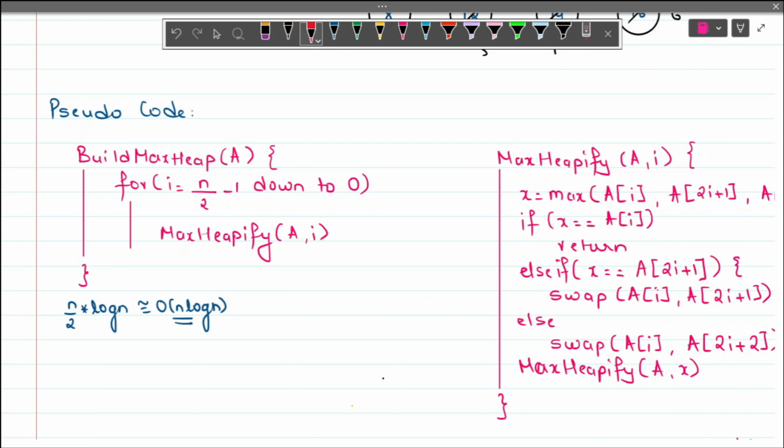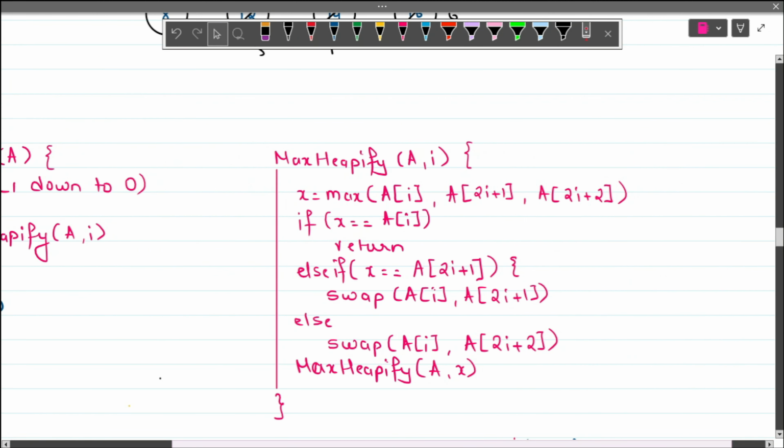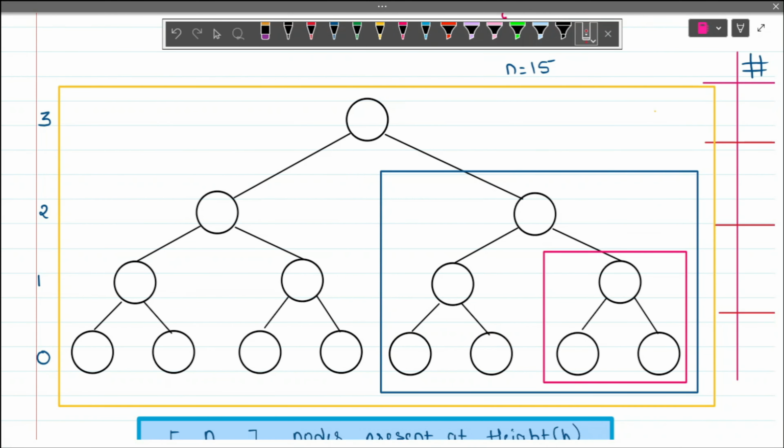How? Let's see. Now we can't do anything about this function. Actually it is running for n by 2 times only. But let's come at Max Heapify function. Now in the Max Heapify function we are actually swapping the elements, right? Now let's see at a particular height how many maximum swaps we are doing. Now when the height is 0, the number of swaps are 0. Why? Because they are the leaf node.